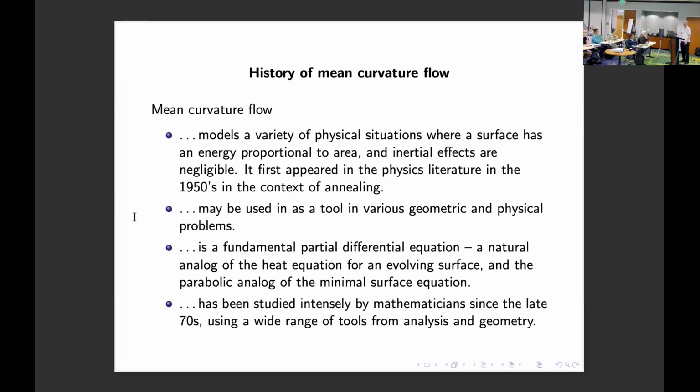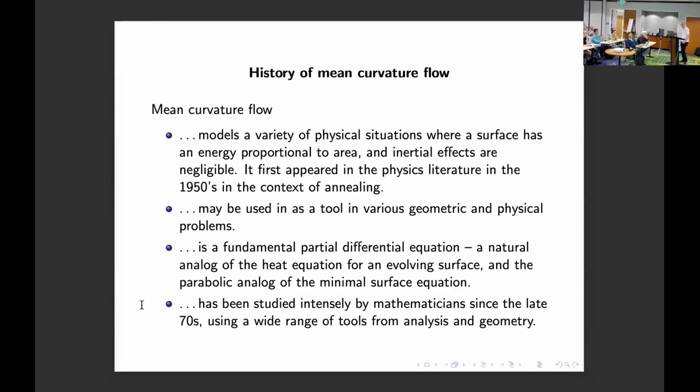You can use it in, say, general relativity. You can use it to produce nice foliations, minimal submanifolds, and so on. From the point of view of PDE, we already saw that the mean curvature flow is a kind of version of the heat equation, right? So it's one of a small list of fundamental geometric partial differential equations. It's a natural analog of the heat equation for an evolving surface, and it's also a parabolic analog of the minimal surface equation, okay?